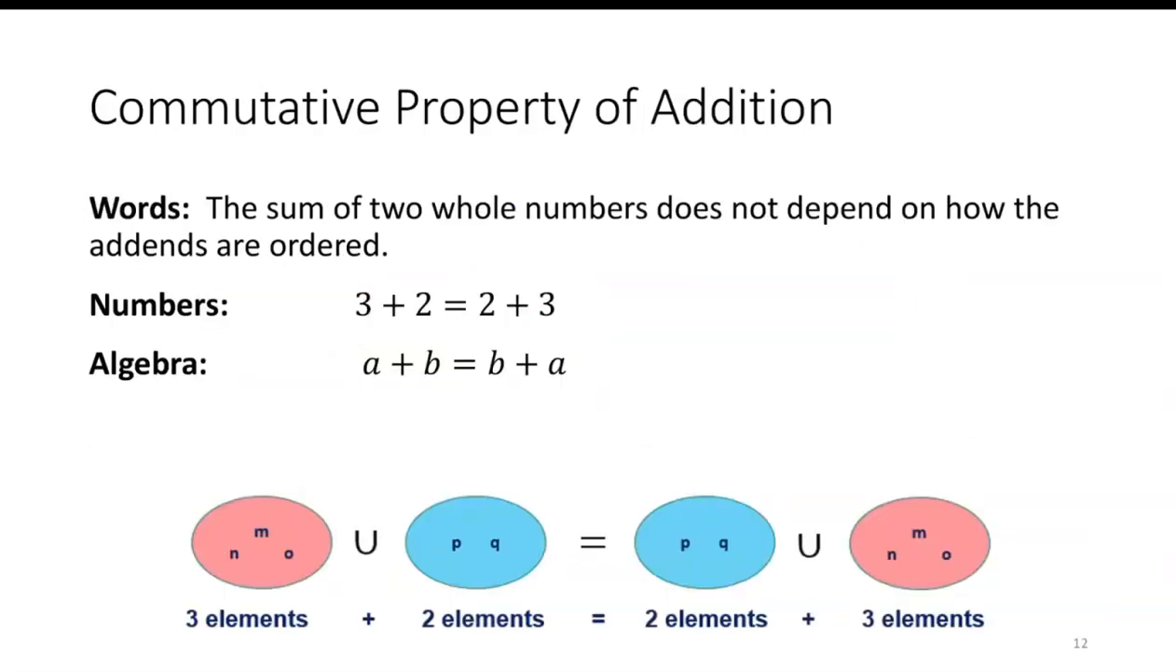So let's talk about some of the properties of addition. First, the commutative property is that when you're adding two numbers together, the sum of two whole numbers does not depend on how the addends are ordered. So 3 plus 2 is the same as 2 plus 3. A plus B is the same as B plus A. If I have a set with 3 elements and I make a union with a set of 2 elements, it doesn't really matter which set is first.